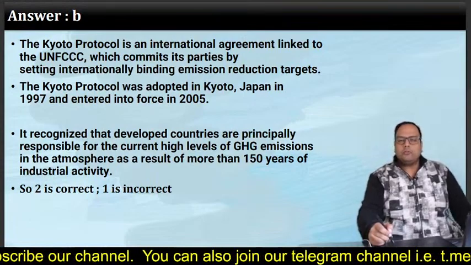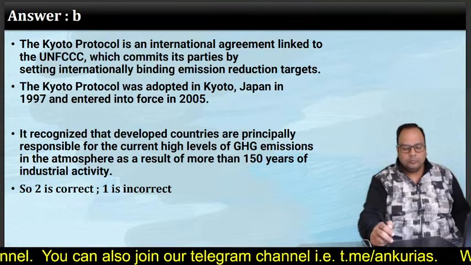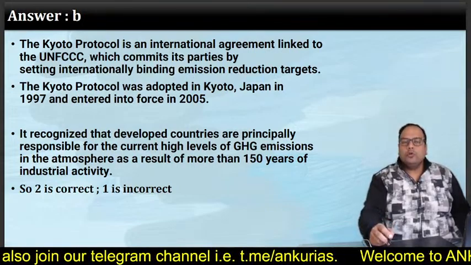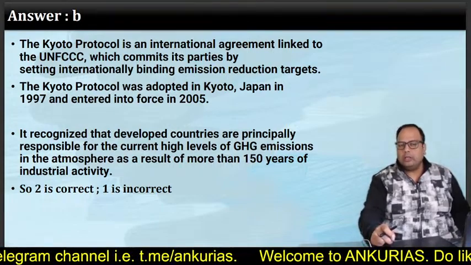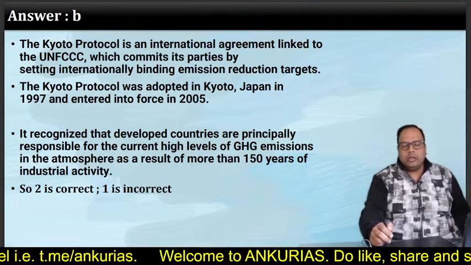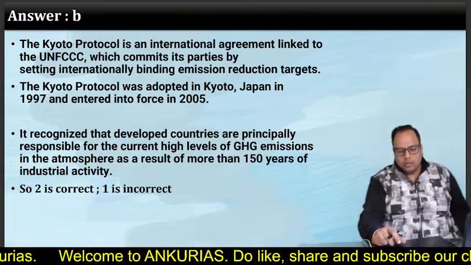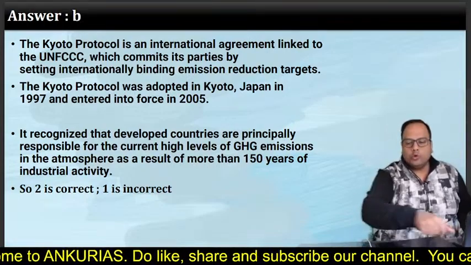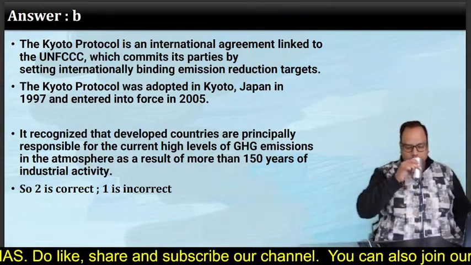Yes, right answer is B. First is incorrect, second is correct. Right? Kyoto Protocol is an international agreement linked to UNFCCC, not UNEP, which commits its parties by setting internationally binding emission reduction targets. Right? It was adopted in Kyoto, Japan in 1997 and entered into force in 2005.